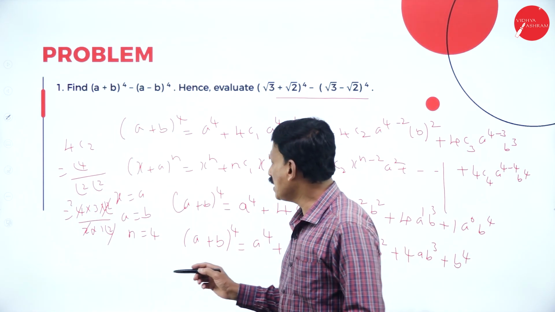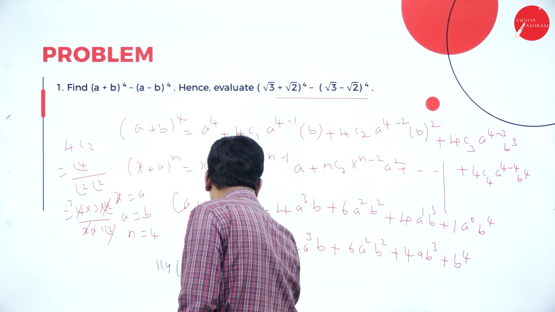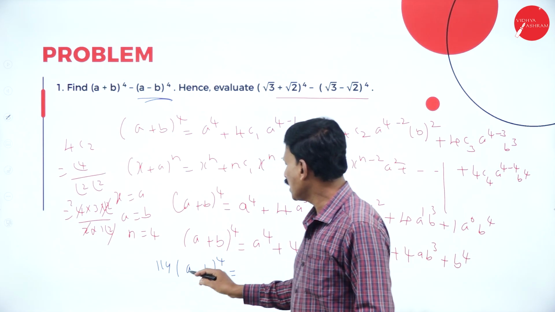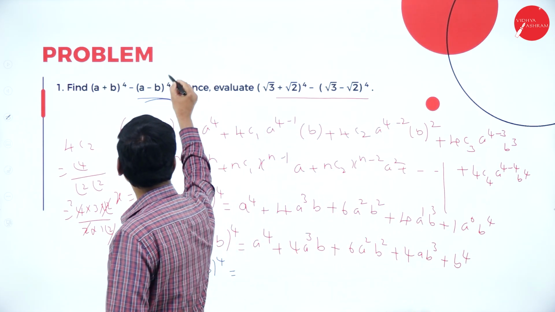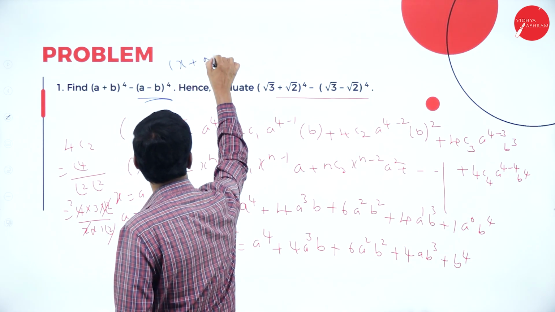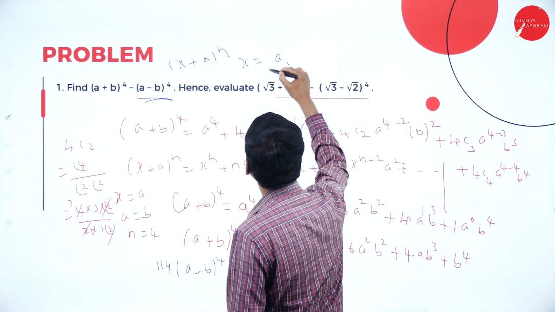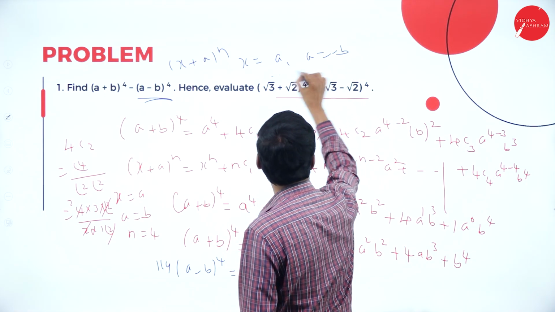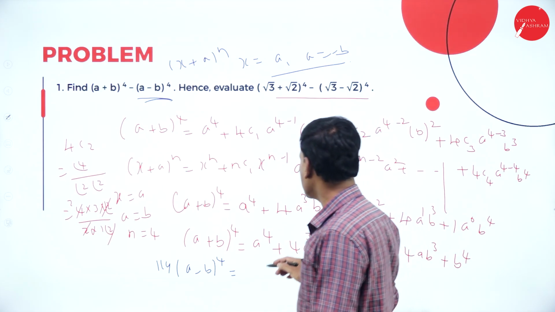Okay. Now similarly find out the value of (a − b) whole to the power of 4. Now similarly (a − b) to the power of 4, if you compare this with (x + a) to the power of n, x is equal to a itself and a is equal to minus b and n is equal to 4. So just replace b by minus b, that's it.